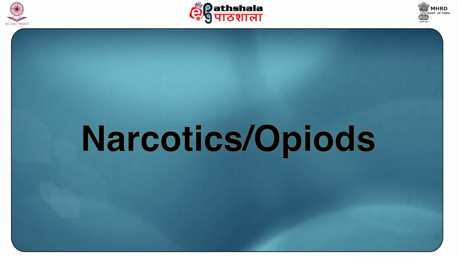The neurophysiological effects and the neurological basis of a few substances in different categories of drugs is described below in this module. Let us first understand narcotics or opioids. The following substances are included in this category.